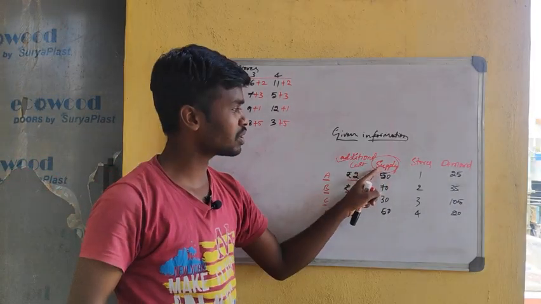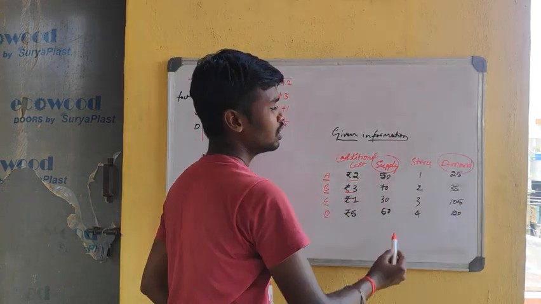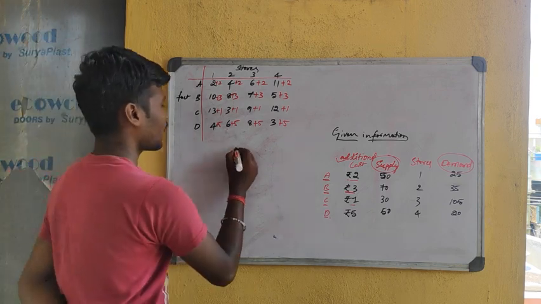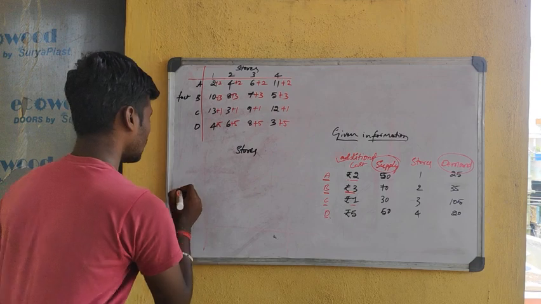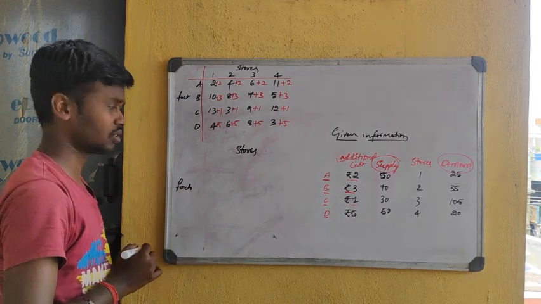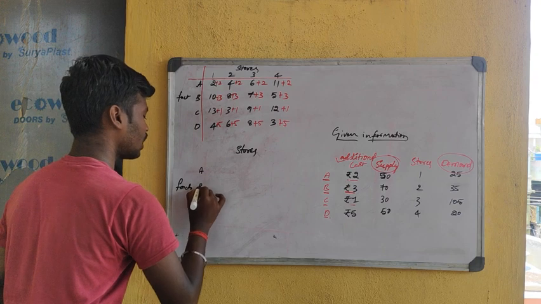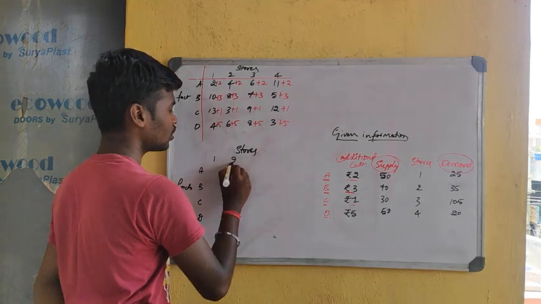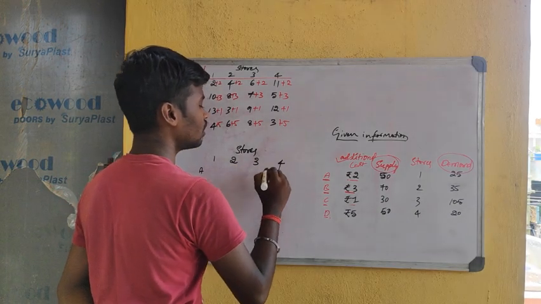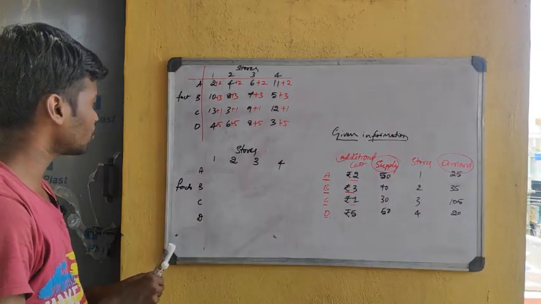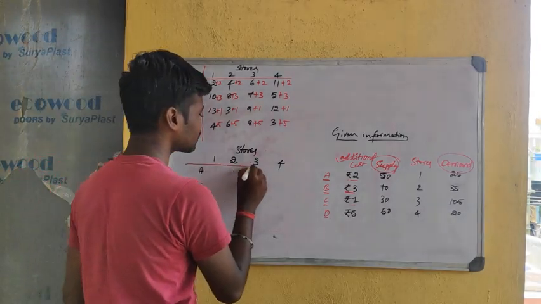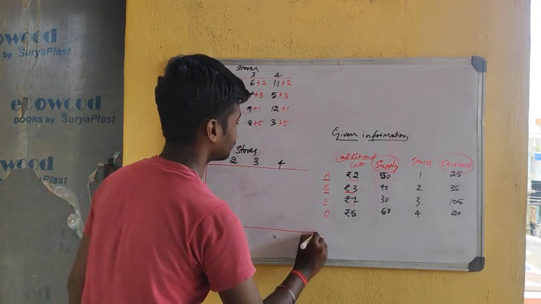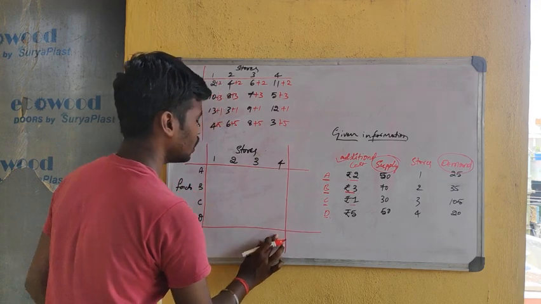You know where supply information is necessary and where demand information will be helpful. Okay, so write down the stores and factories. So how many factories are there? 4 factories: A, B, C and D. And how many stores are there? 1, 2, 3 and 4 stores are there. So if you get confused, you draw the line. Okay.